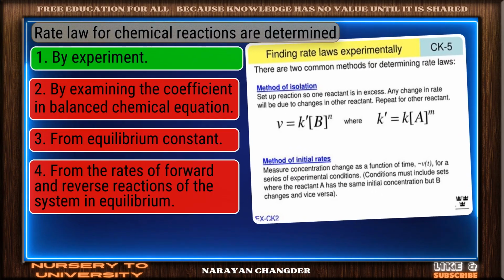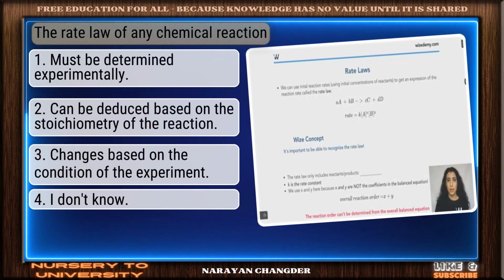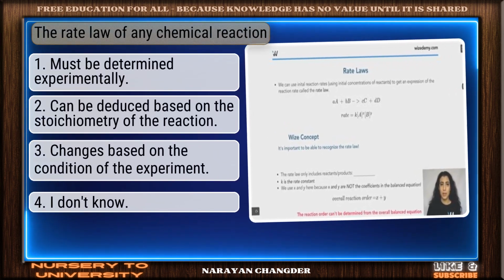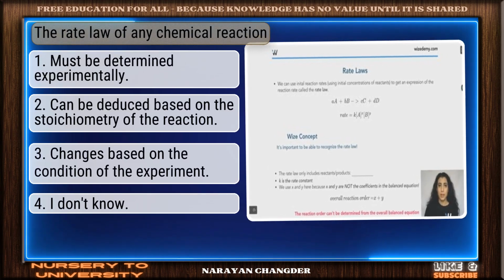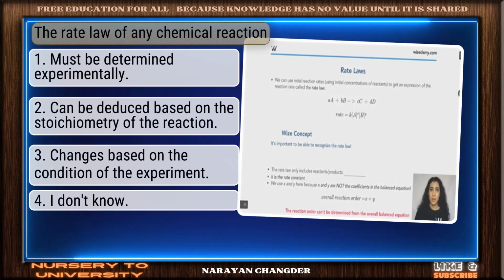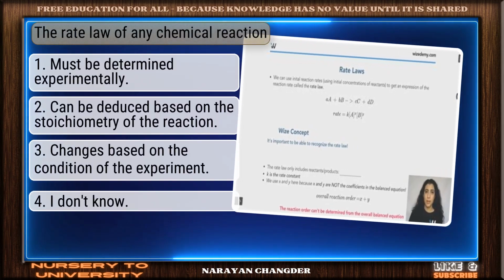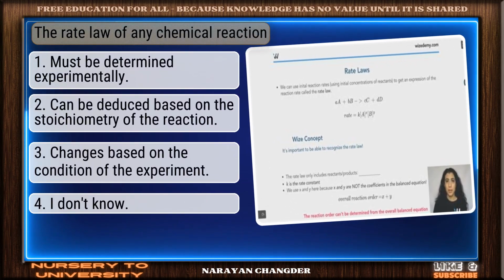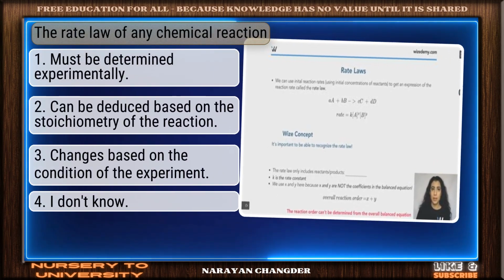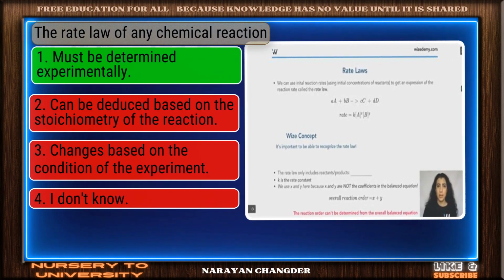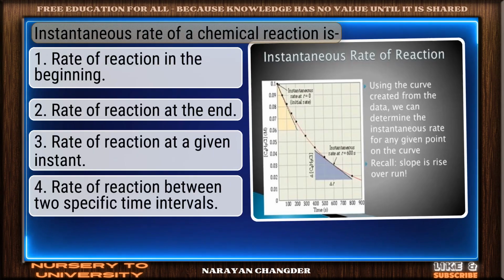Right choice, by experiment. The rate law of any chemical reaction, Option 1, must be determined experimentally. Option 2, can be deduced based on the stoichiometry of the reaction. Option 3, changes based on the condition of the experiment. Option 4, I don't know. You got it, must be determined experimentally.